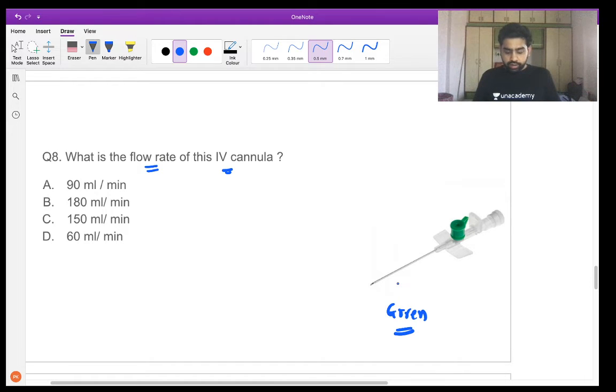Okay. So while inserting the Ryle's tube, should the head be flexed or not? Yes, it should be flexed. So in the sitting position, the neck should be flexed. It should be flexed here.